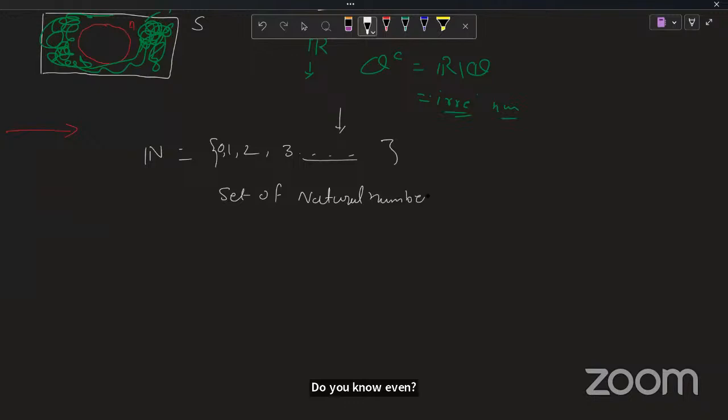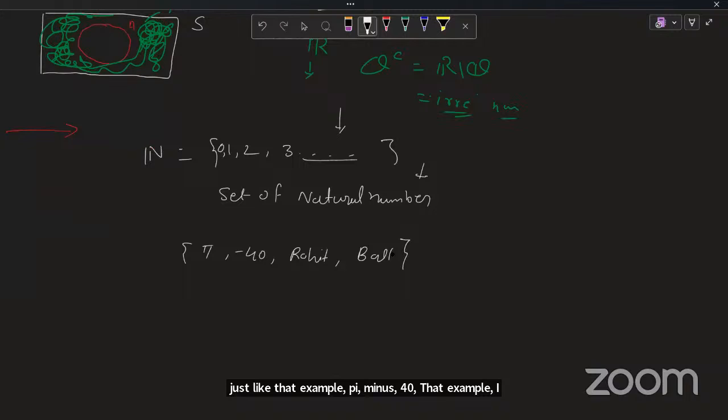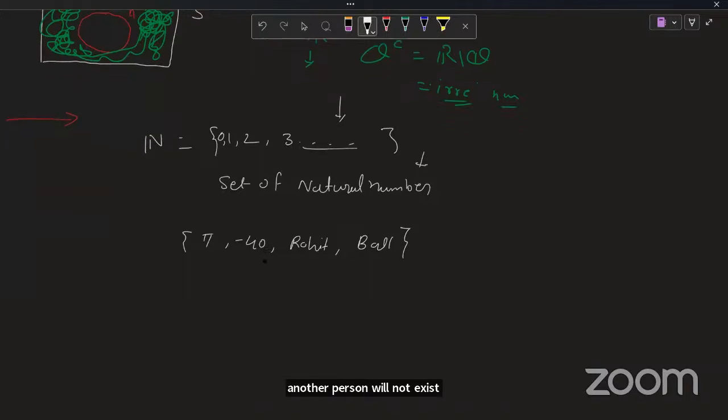Okay. This is our formula. That is why set comprehension is coming into the picture. Sometimes I cannot give the set comprehension form of my set. Just like that example, pi minus 40, Rohit. I am not able to find the set comprehension form for this example. But I am writing it in roster form, so I can use any of them. But it does not mean that another person will not exist. Okay, sir. Thank you.